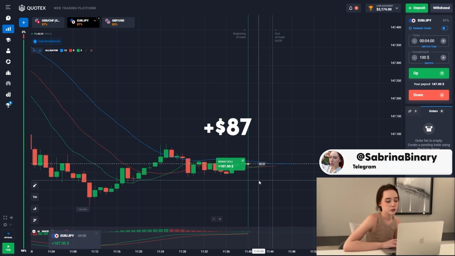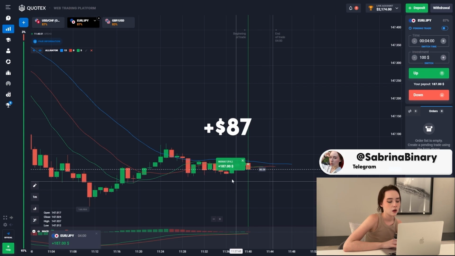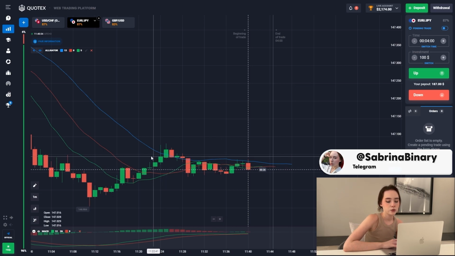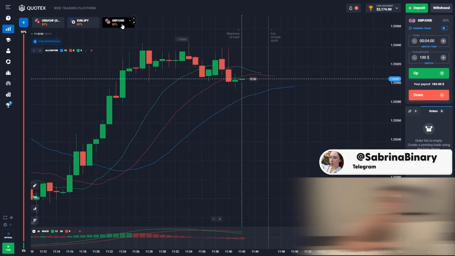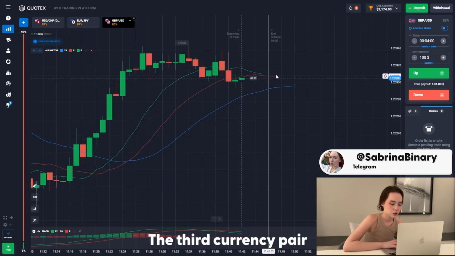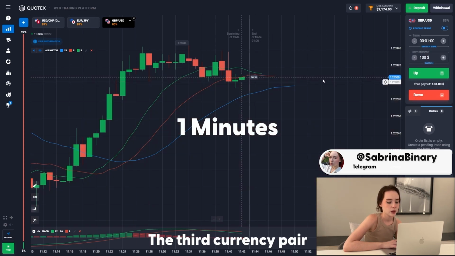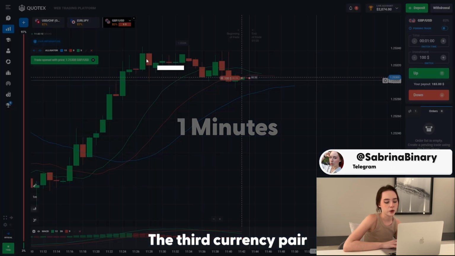And in an absolutely familiar way, our transaction closes in plus, and the profit is $187. And I turn to the last currency pair for today. Now is a great time to enter into a trade, but first I reduce my time frame to 1 minute only. And let's open a deal to lower the price.